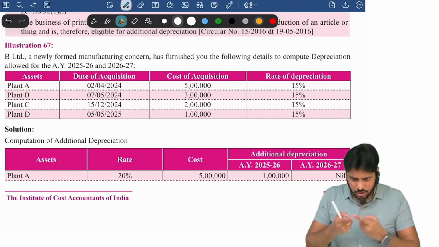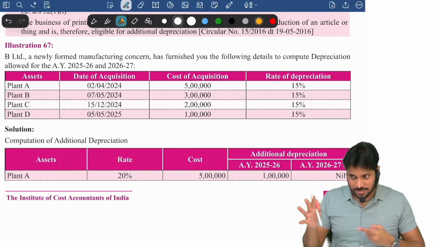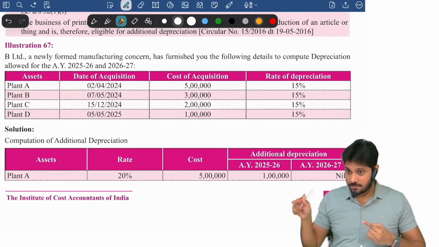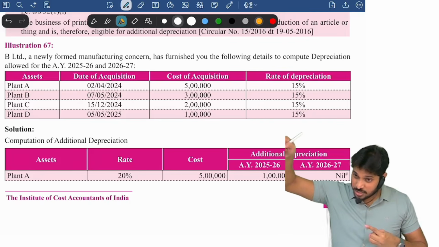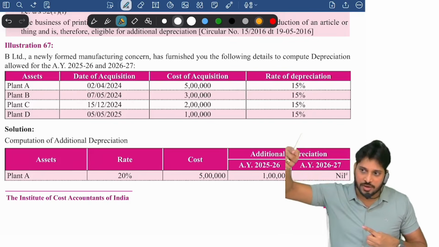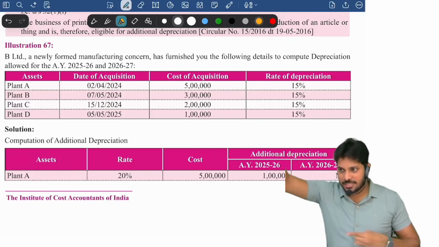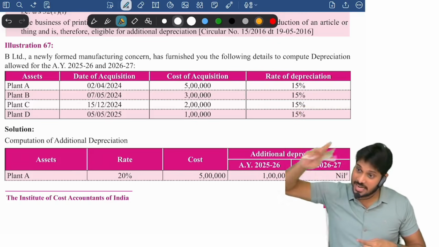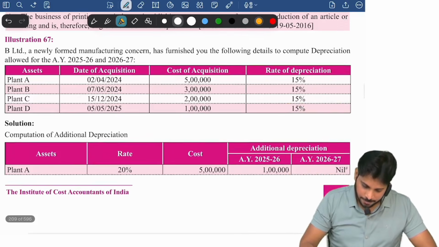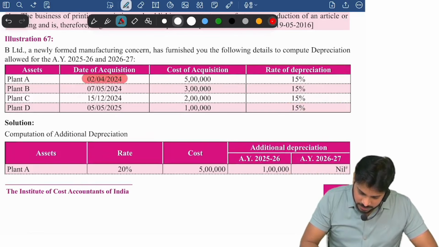Suppose the asset is purchased this year but not used this year, and next year we use it. Check whether next year it is used for 180 days or more. If so, the full 20%. If next year also it is used for less than 180 days, then 10% that year, and the next year again 10%. Look at the date of acquisition last year. Yes or no? We are calculating.